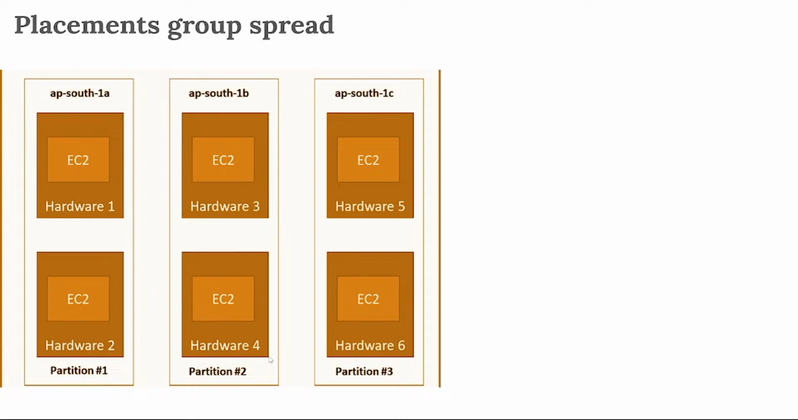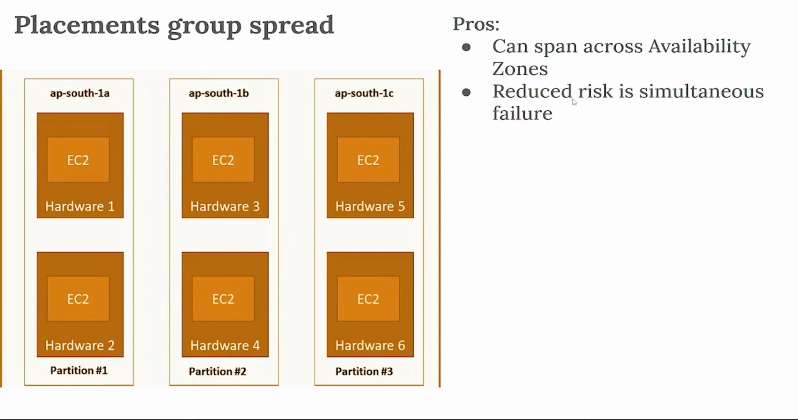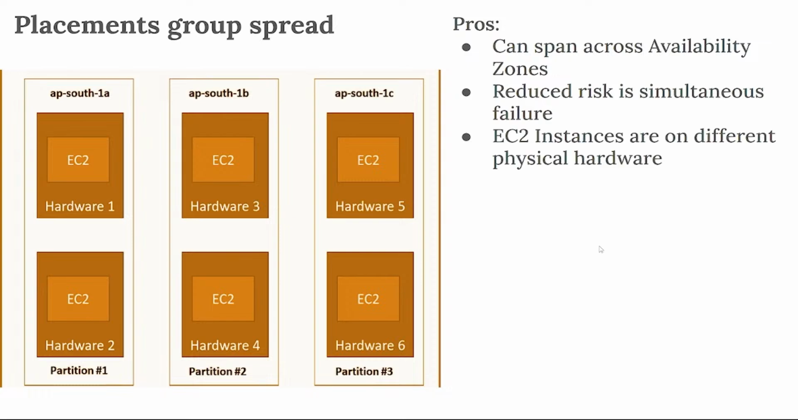Well, what we get is that we can span across multiple availability zones and there is a reduced risk of simultaneous failure. And why so? Because if any of my hardware fails, I am pretty sure that my hardware 2 will not fail, or my hardware 3 will be there to support. Okay, that is the benefit from it. What are the pros and cons now? Pros: it can span across different availability zones. Reduced risk of simultaneous failure, as I said. EC2 instances are on different physical hardware, so if one fails, then another will be working. Now, what are the cons of it?